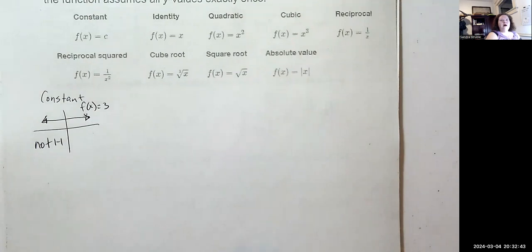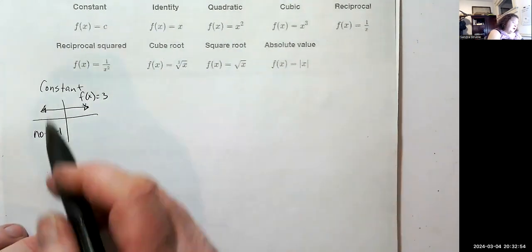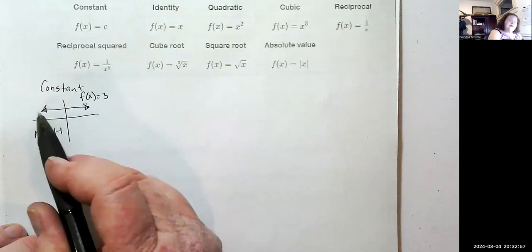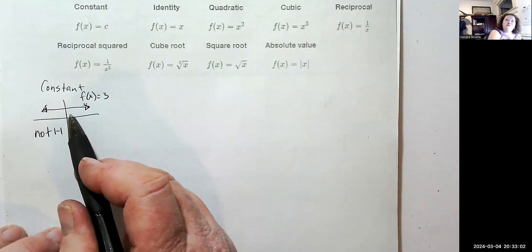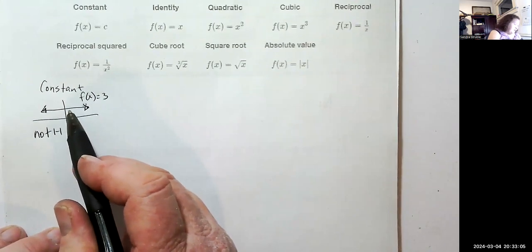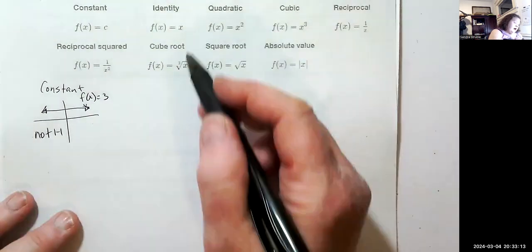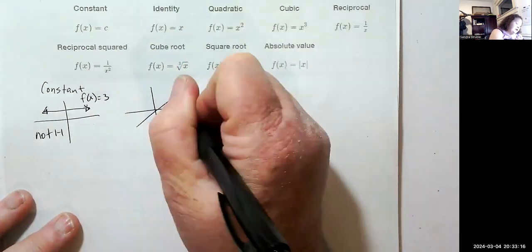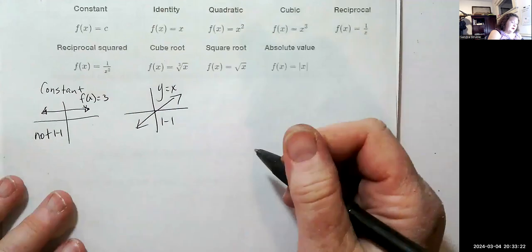Is there anything we can do to restrict this line to make it one-to-one? There's not, because that would be restricting us to one point. Kind of a cool thing here, though: the domain for this is from negative infinity to infinity, and the range is just the set 3. And the inverse of that, well, there is no inverse for this one. This one is the identity function, y equals x, and that is one-to-one, so we don't have to worry about it.